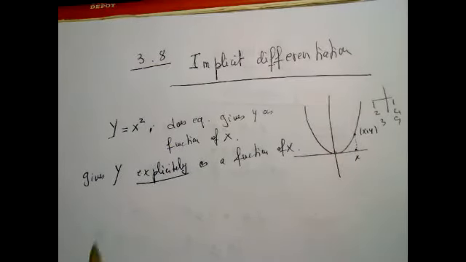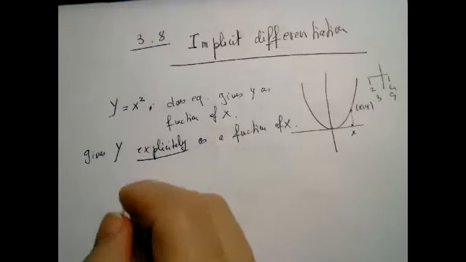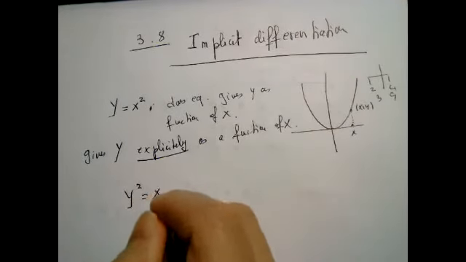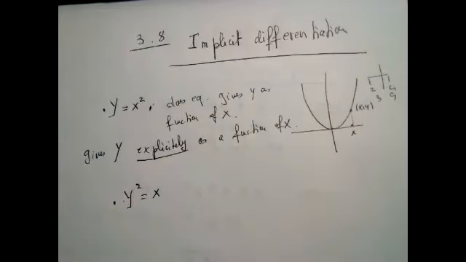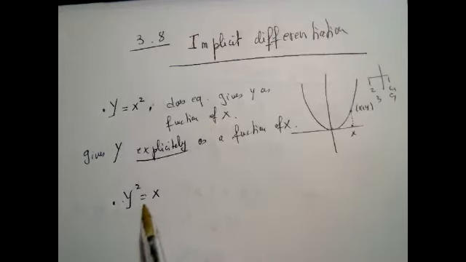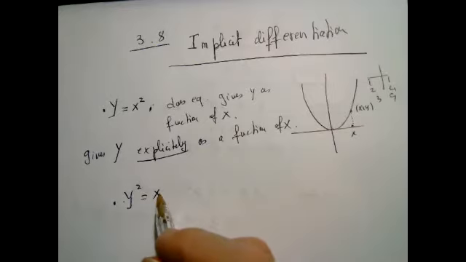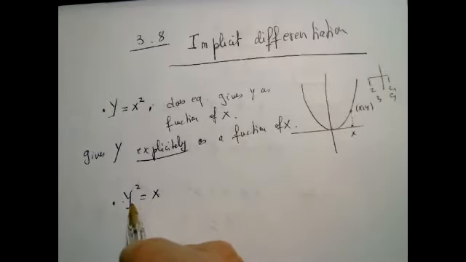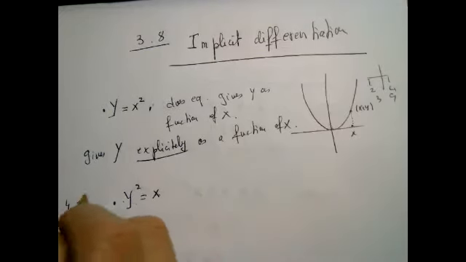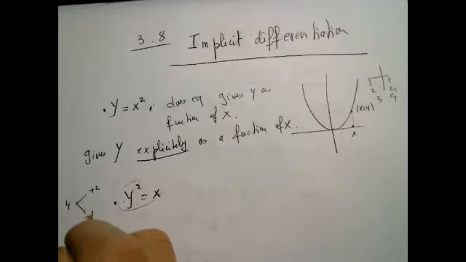Now, suppose I take the following equation: y squared equals x. Does this equation give y as a function of x? It means for every value of x, suppose I take x equal to 4, how many values of y does this equation give me? If x is 4, there are 2 values of y that will satisfy this equation. That is +2 and -2.